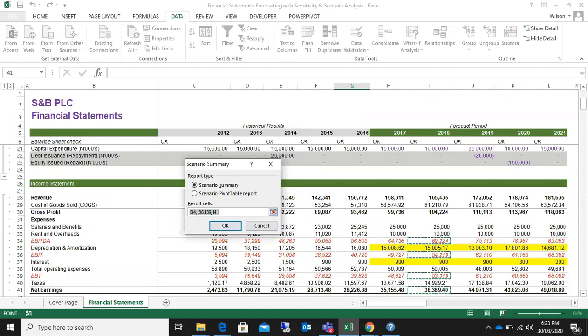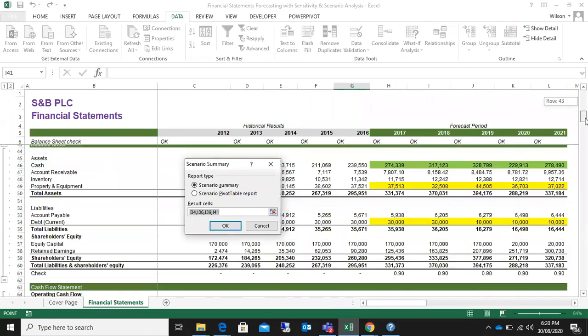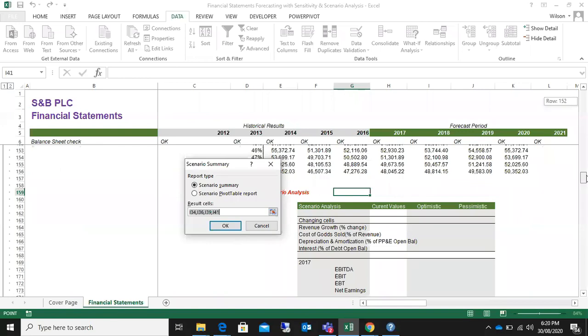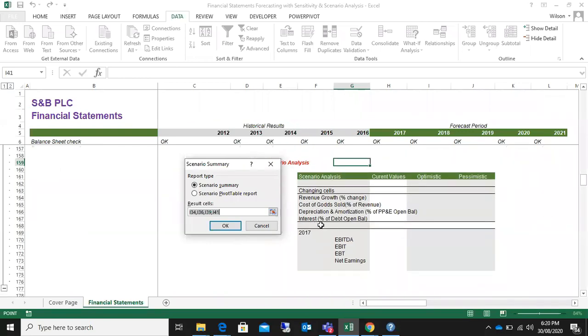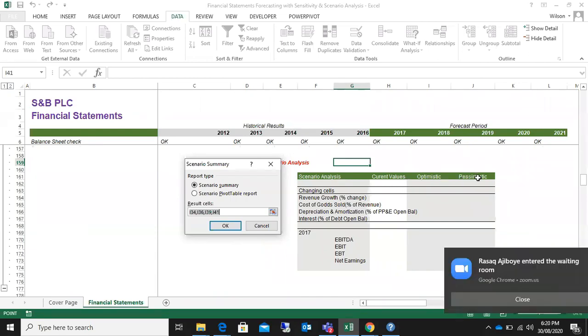What we'll do is select it, because if you take a look at what we have down here, the scenario outcome will look at EBITDA, EBIT, and net earnings, meaning for both the optimistic and pessimistic case. So this is EBITDA, EBIT, and net earnings, right? We have already picked it, so we don't need to start doing it.